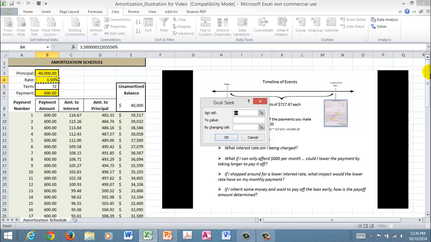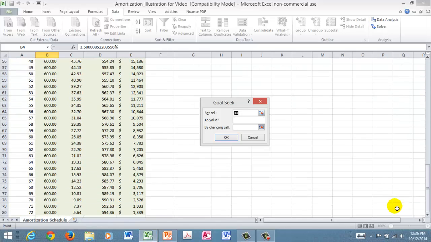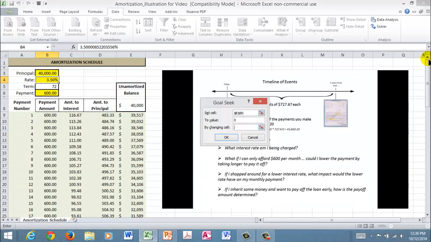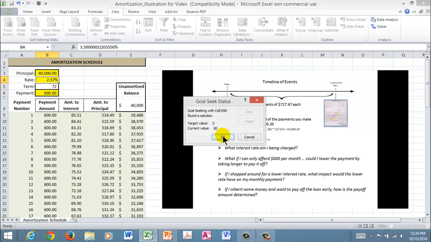Now we're going to set our unamortized balance. We want to get it at the end of 72 months to a value of 0. This is what's called a dialog box. So I'm going to put it as 0. Now, by changing what cell? It has to be a cell that's used in these formulae down here. Let's change our rate. Now as soon as I click OK, that's my last thing in the dialog box, watch what happens. The rate is going to then cause that amortization balance to go to 0.